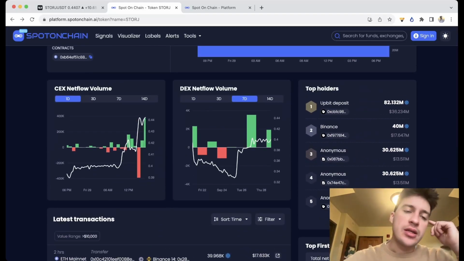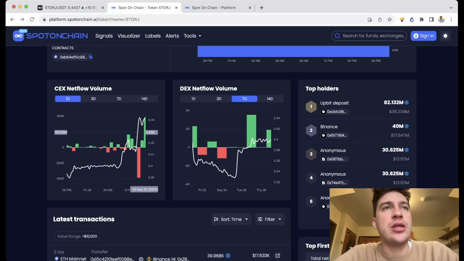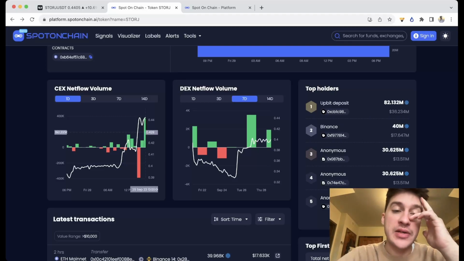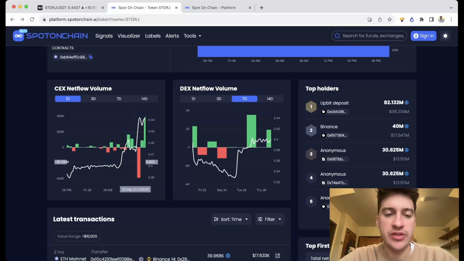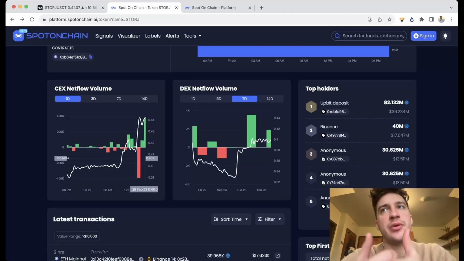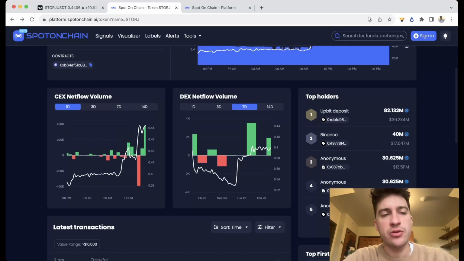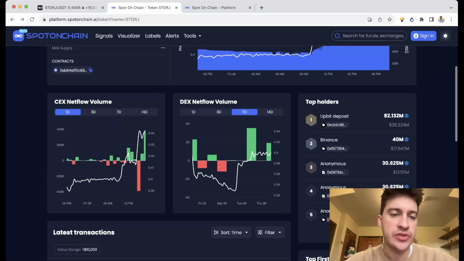What is net flow? Whenever this is green, that means the coin is seeing inflow, meaning traders are depositing these coins onto centralized exchanges. Whenever it is red, that means coins are being withdrawn from the exchange. Now, the theory we use with blockchain data is that whenever you see red, that's typically bullish. That means the traders are withdrawing coins. Whenever it's green, it's typically bearish, meaning traders are depositing coins. So we can actually trade based off of this data.